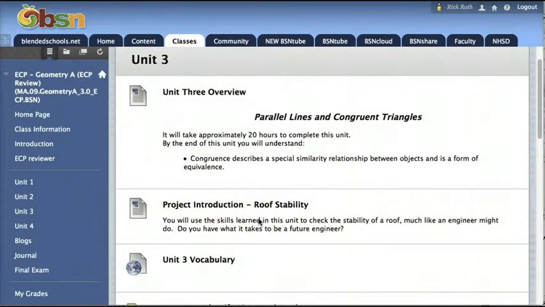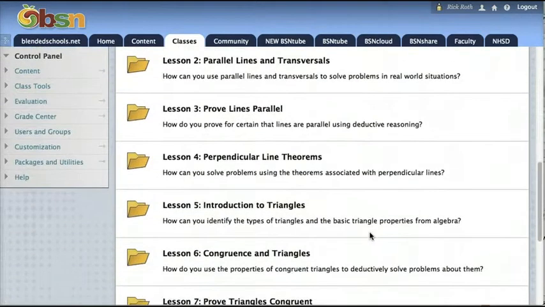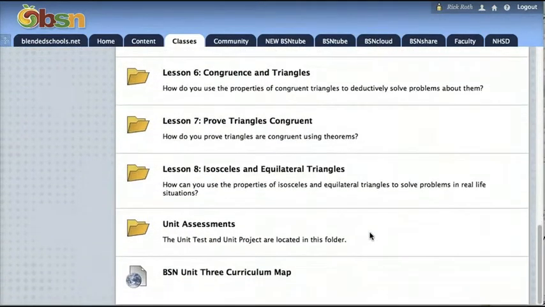Let's begin our course tour here of Geometry A in Unit 3, Parallel Lines and Congruent Triangles. We start off with our big idea, and then we jump right into the project introduction. We don't want students to ask us, when are we going to use this in real life? We want to show them right away by giving them a high-level task at the beginning to think about. And this goes along with the mentality of Common Core, of starting with a high-level task and building your knowledge from there.